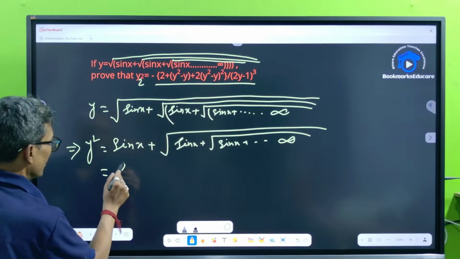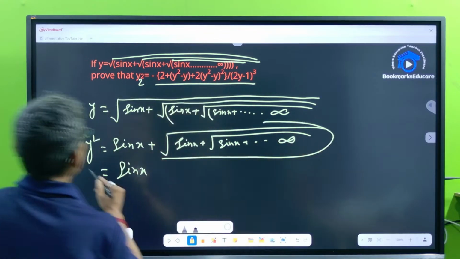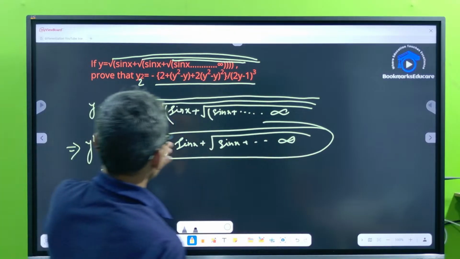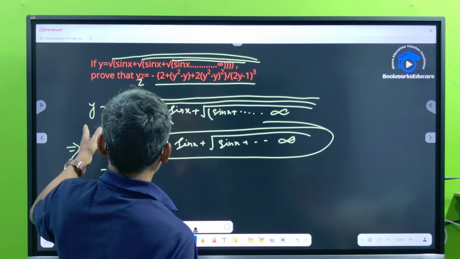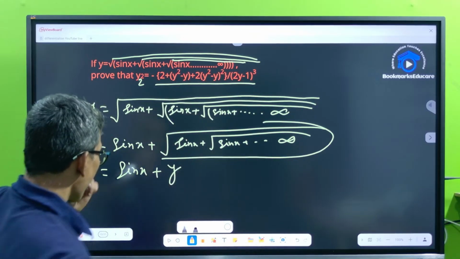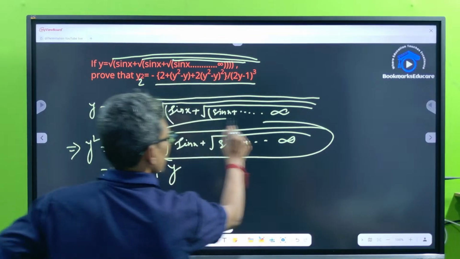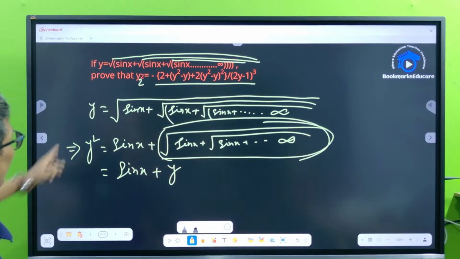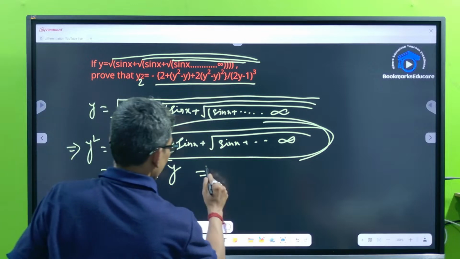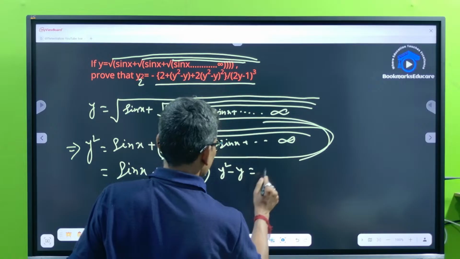So instead of this we can put y, because we will get the same result after squaring also. So y square minus y is equal to sin x.